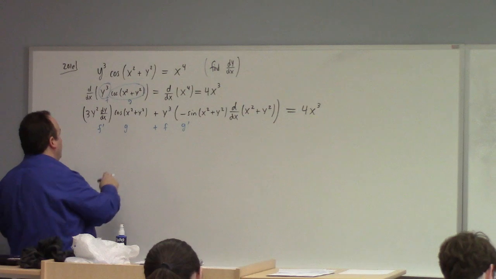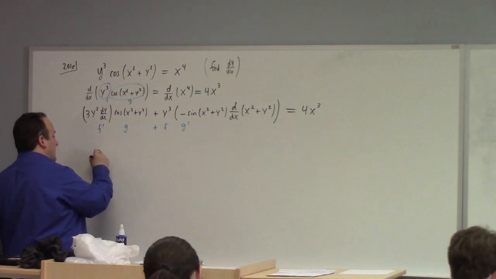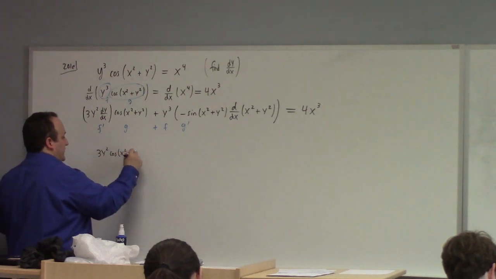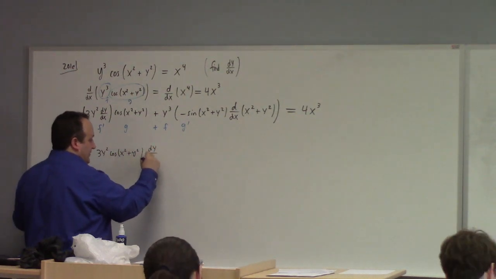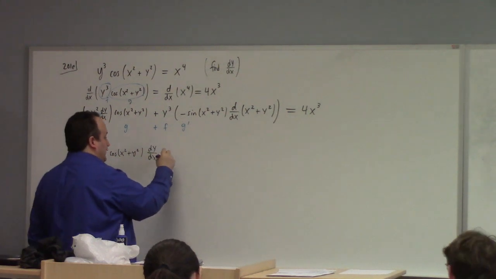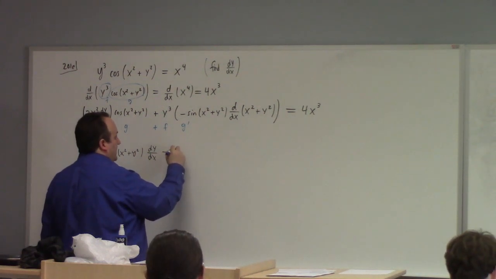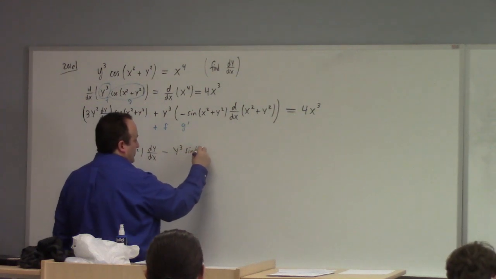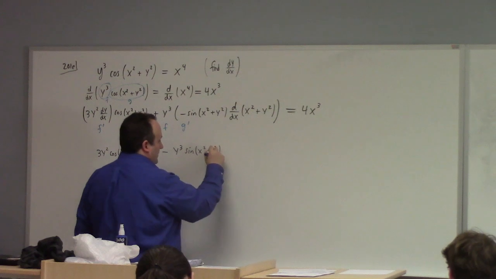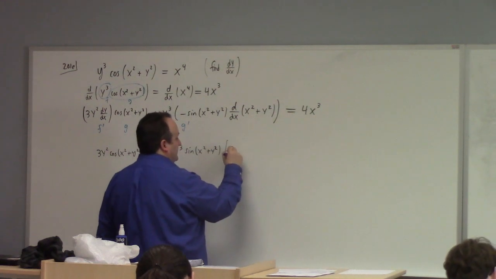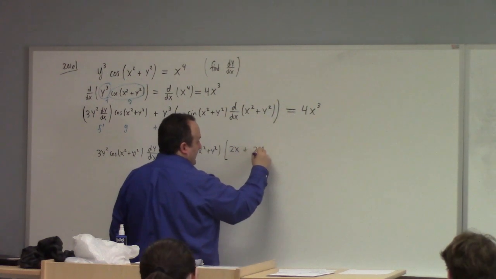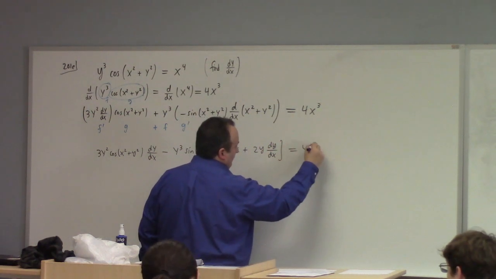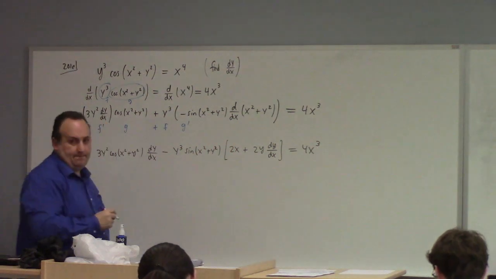And then what we get is 3y squared cosine of x squared plus y squared. I'm just bringing the dy dx out here. And then I've got minus y cubed sine of the sum of x squared and y squared times, I'll put some square brackets here, 2x plus 2y dy dx. All right.